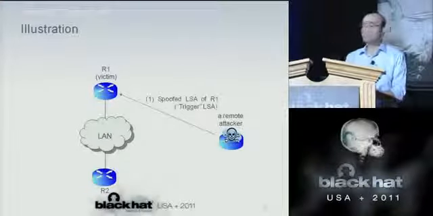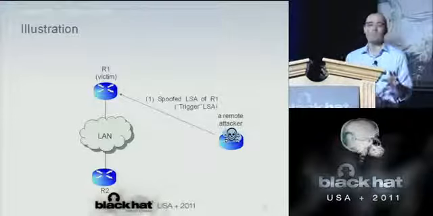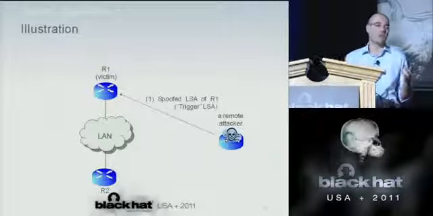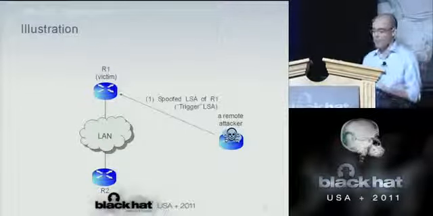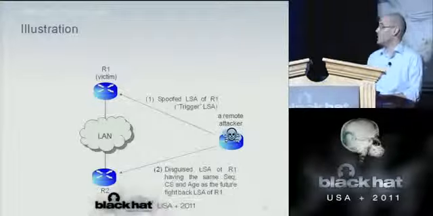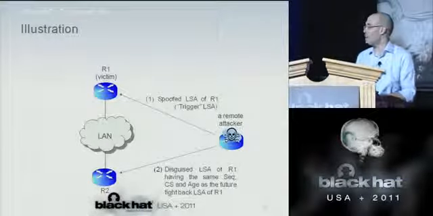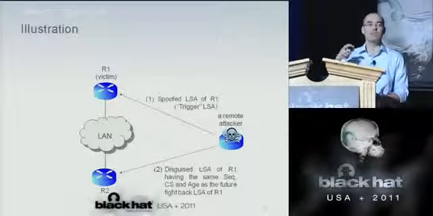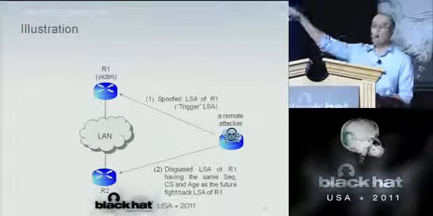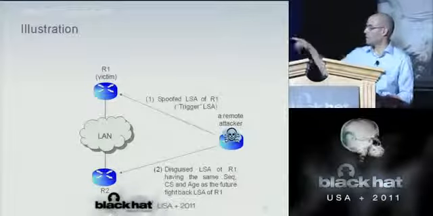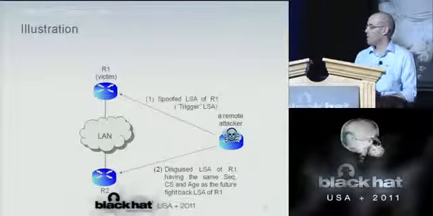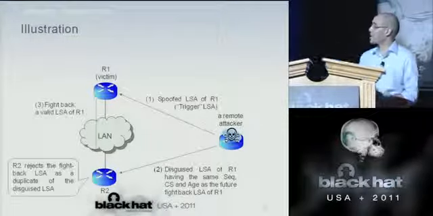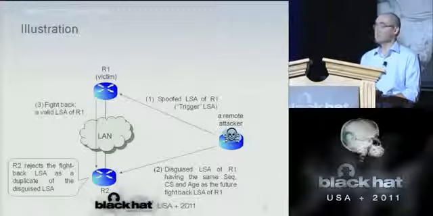This is called the trigger LSA, whose sole purpose is to simply upset the victim and make him send out a correcting LSA, the fightback LSA. At the same time, the attacker sends out a disguised LSA of R1, disguised as the future fightback R1 is about to send out, having the same sequence, checksum, and age of the future fightback.